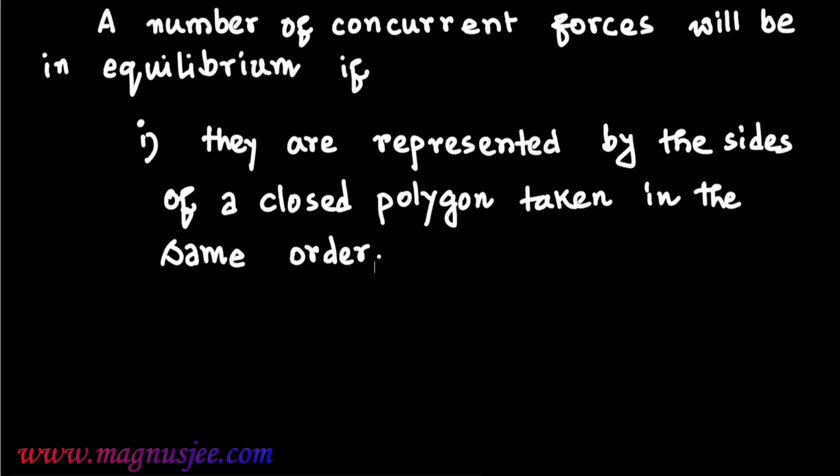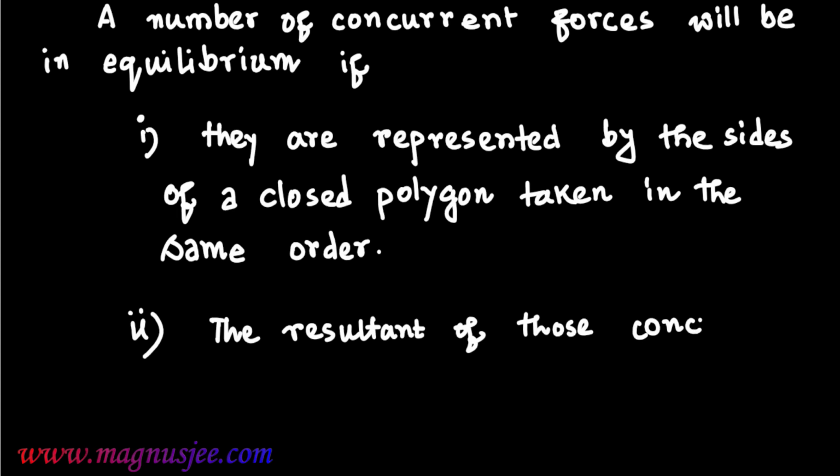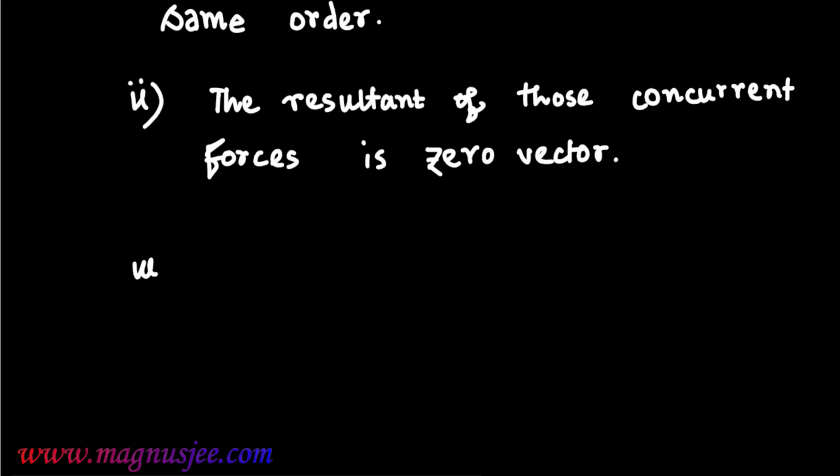Number two. The resultant of those concurrent forces is zero. Resultant vector of those concurrent forces is zero vector.